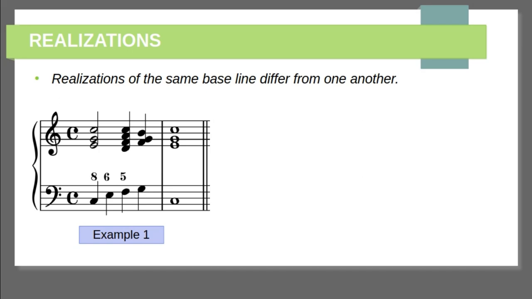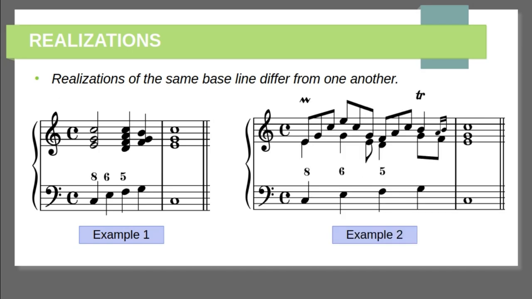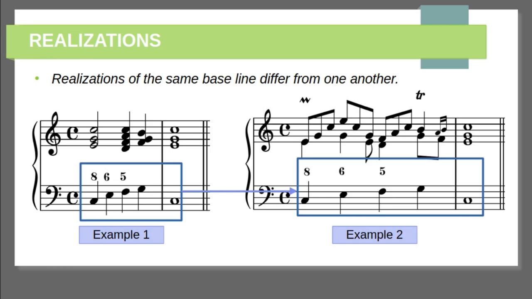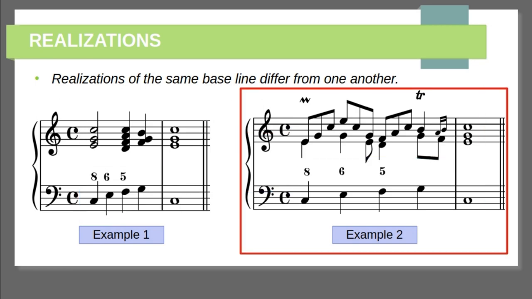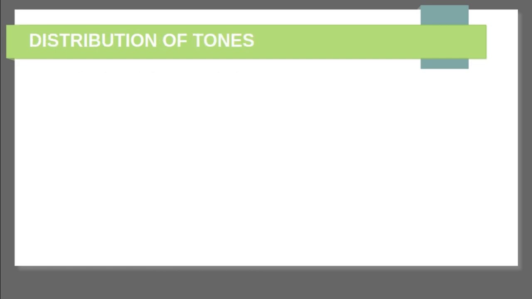Since realizations are improvisations, one realization of a bass line can differ from another depending on the knowledge and skill of the musician. Here's another example of the same bass line, but of a different realization. In order to produce good-sounding music, realizations must abide certain rules to be in harmony with the bass line.